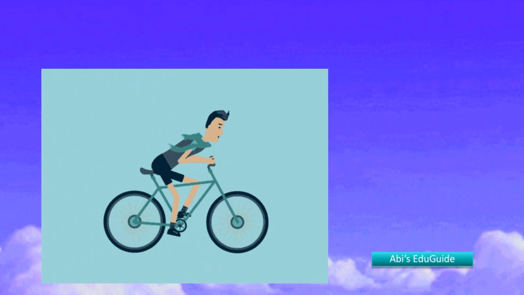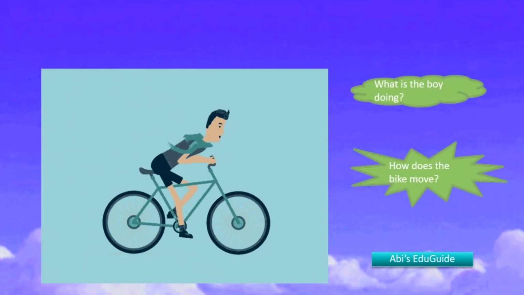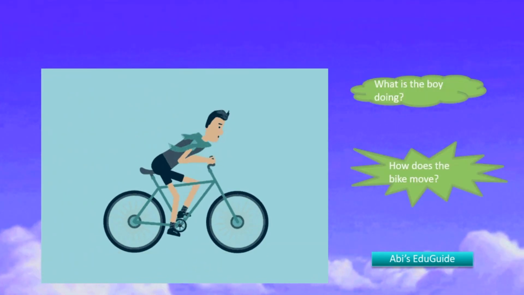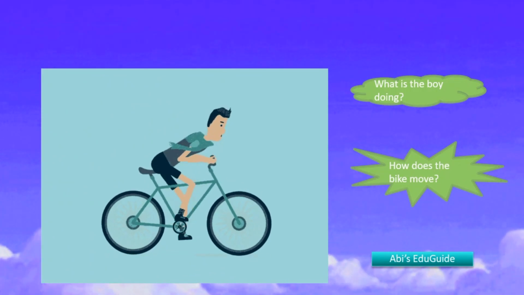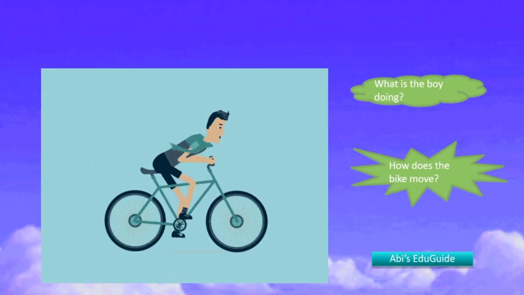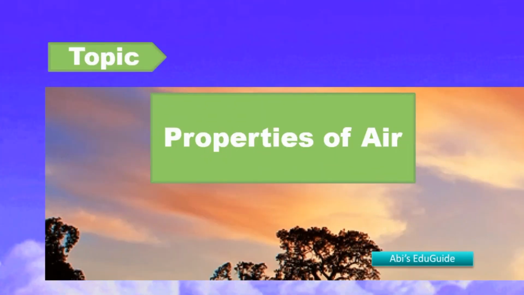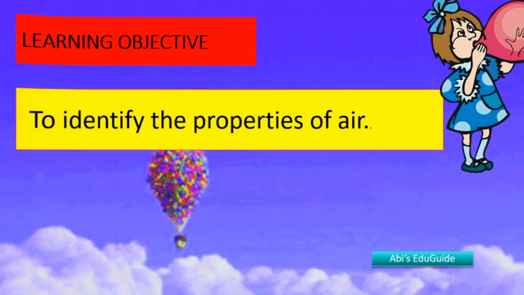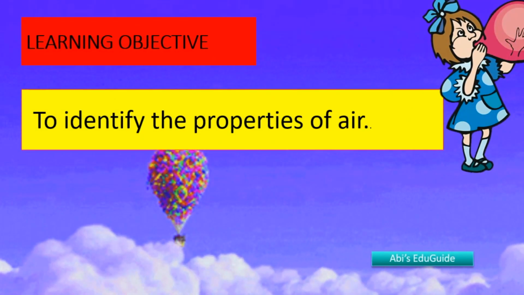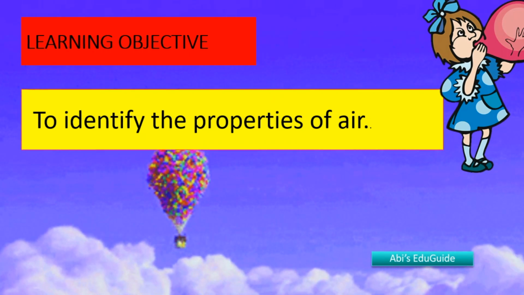How does the bicycle move? With the help of tires. What is inside the tire? Air is inside the tire. Can you guess our topic? Our topic is properties of air. Our learning objective is to identify the properties of air.